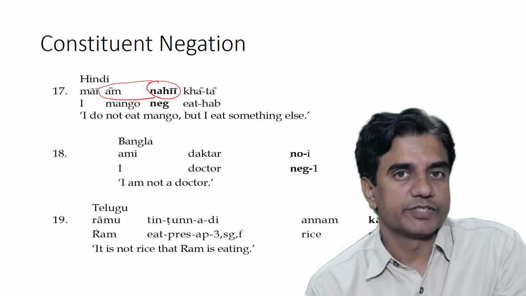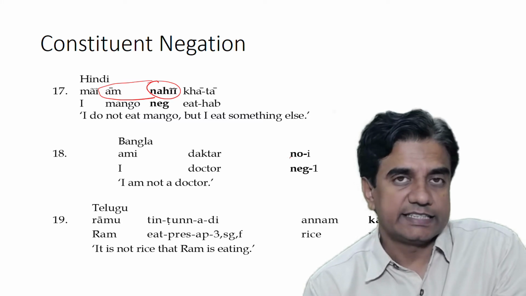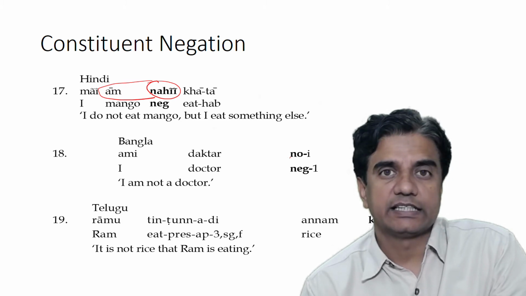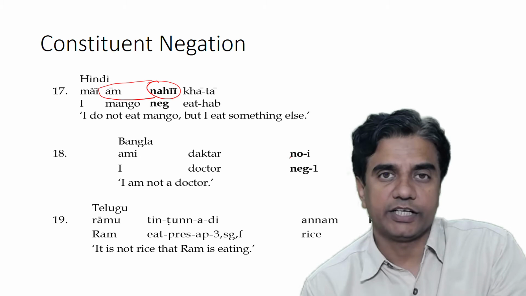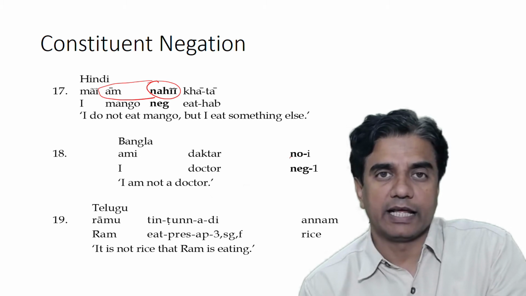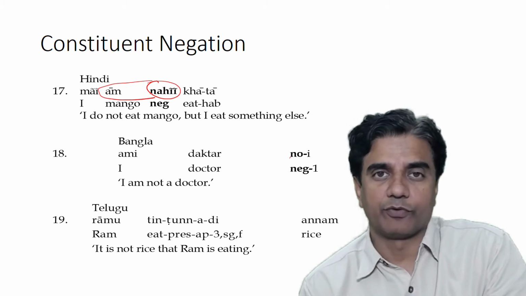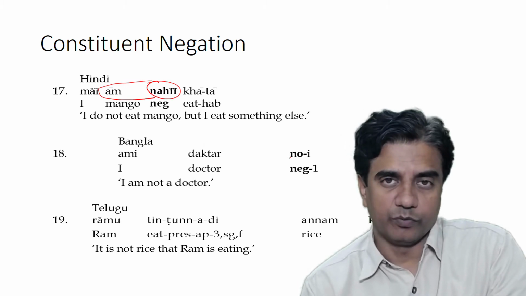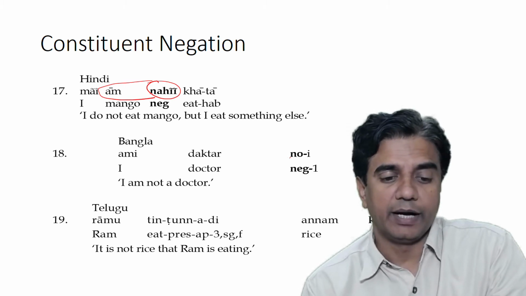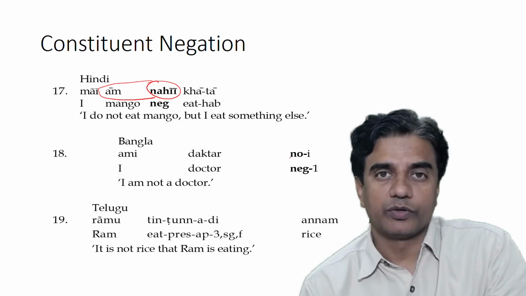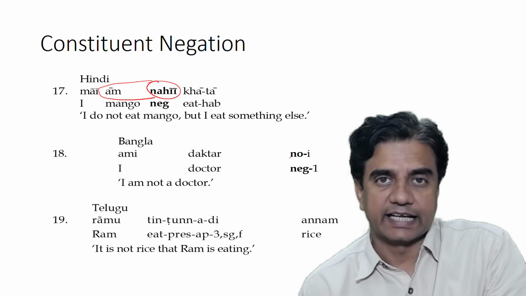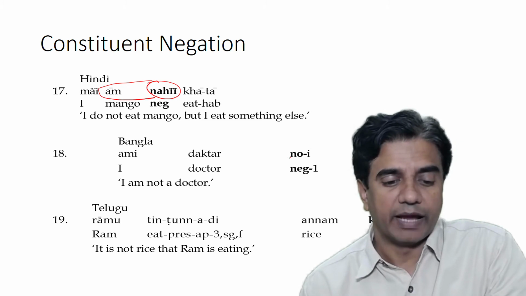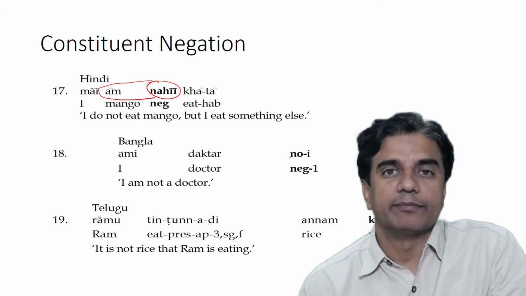Let's look at some examples of constituent negation. In example number 17, we find the negative marker nahi occurring to the right of the nominal element aam, and therefore we conclude that it negates only aam. When we say मैं आम नहीं खाता, we want to say I can eat anything else. I eat anything else but mangoes. I do not eat mangoes, but I eat something else.